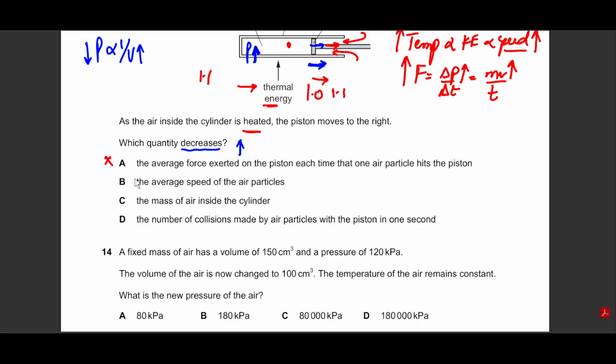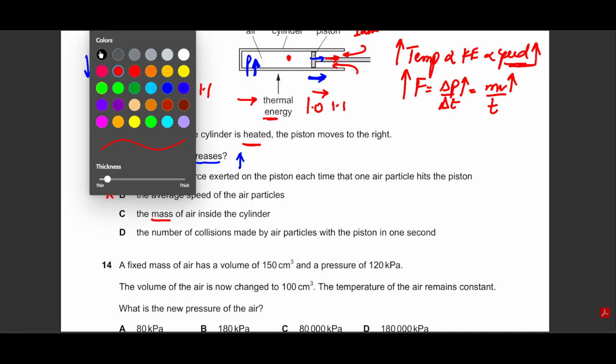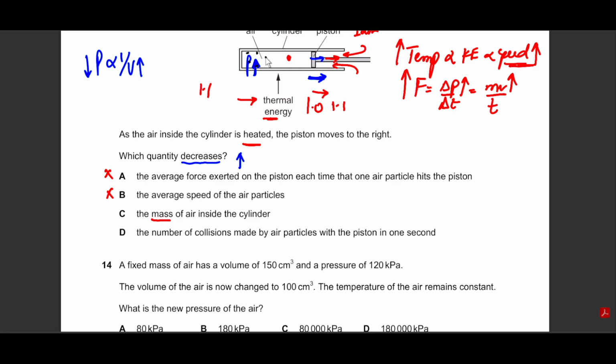Average speed of the air particles, no, it is increasing, as I've earlier said. The mass of air, now this is again a common answer, a common point. The mass of air cannot change because the mass is the number of atoms, the substance inside the cylinder. If there were a billion atoms inside the cylinder, there are still a billion atoms inside the cylinder. We haven't changed them. So this is not the answer.